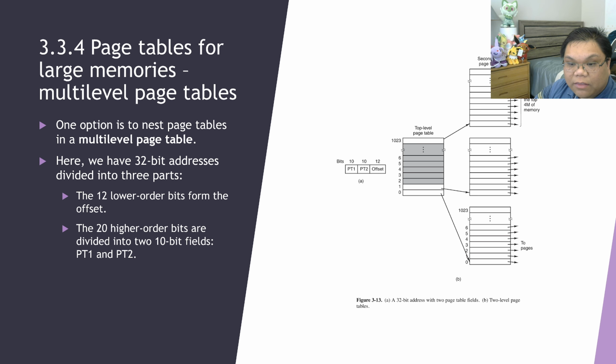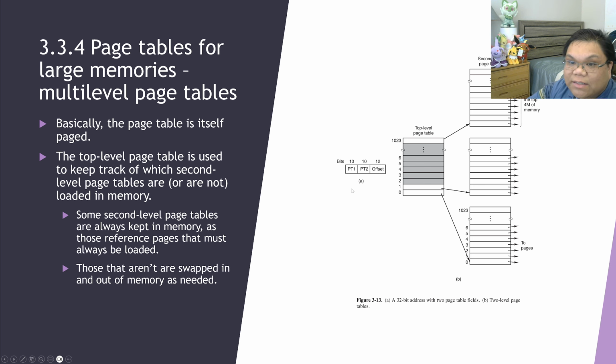So this is used for 32-bit addresses. Here we have a 32-bit address that is divided into 3 parts. The first 2 parts are for page tables 1 and 2. The third part is the offset. As I said, we're basically paging the page table.